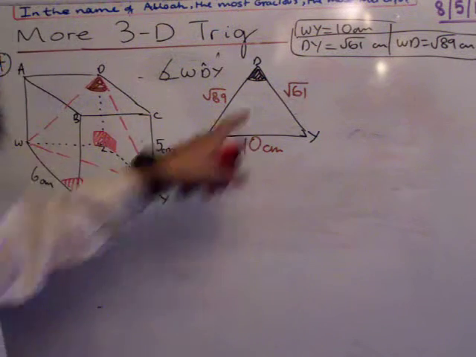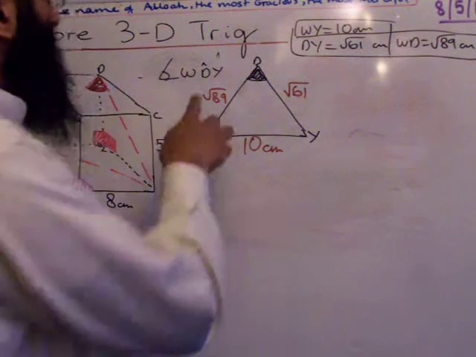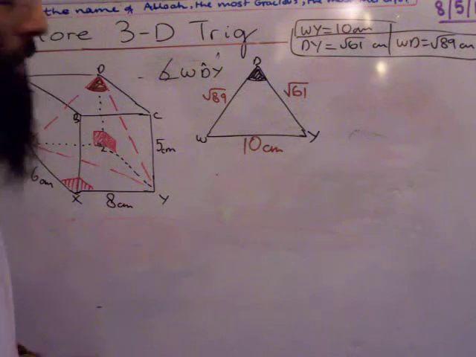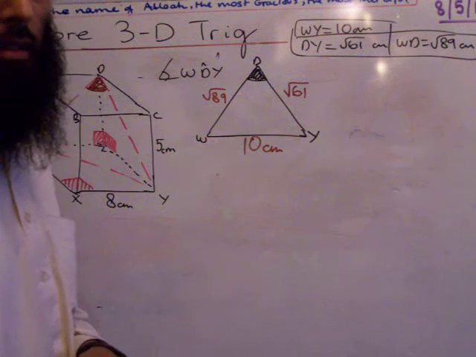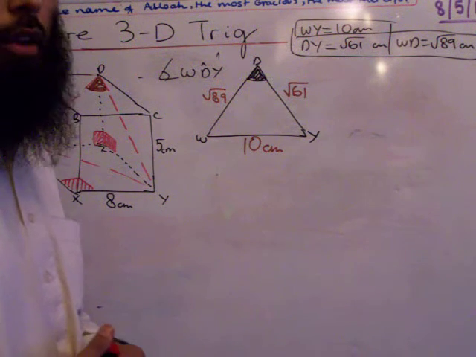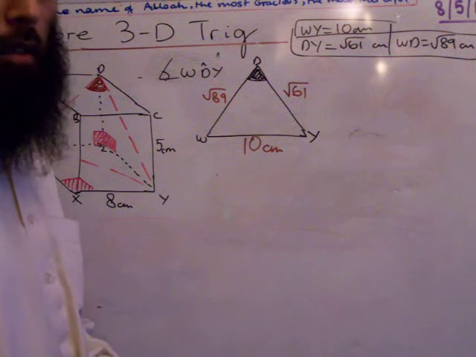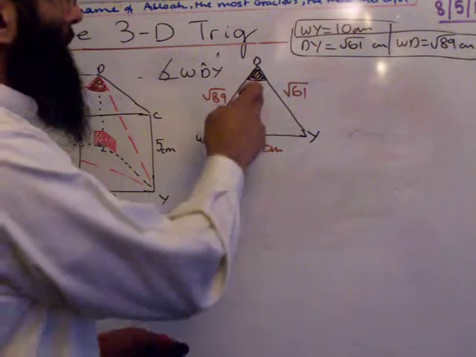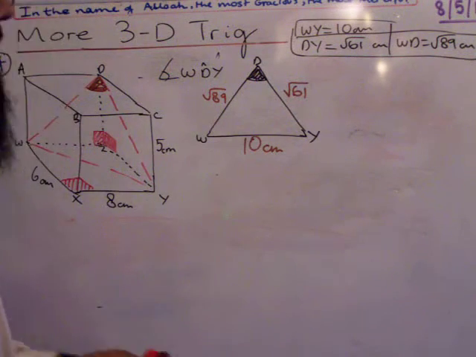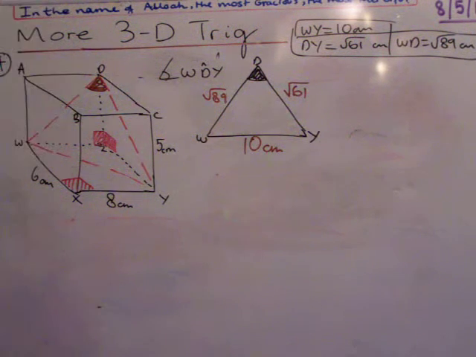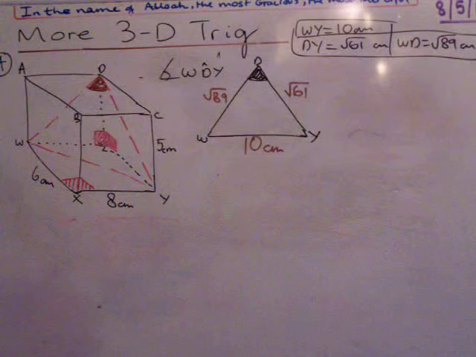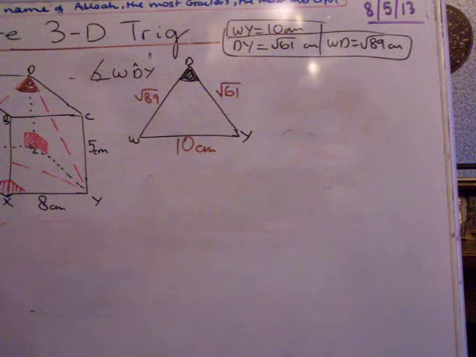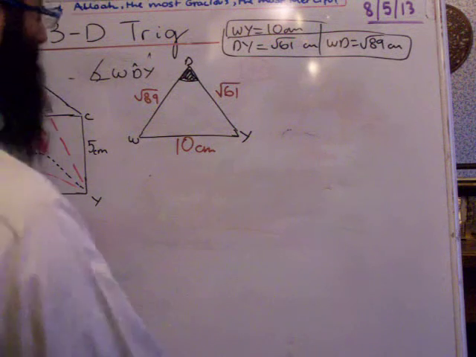Okay, so we have to work out the angle there. Now, we have three sides of a non-right angle triangle. Are we going to use the sine rule or the cosine rule? Cosine rule. If you're trying to work out an angle here, we've got all three lengths and none of the angles, so we must use the cosine rule. So let's have a look at what the cosine rule is.